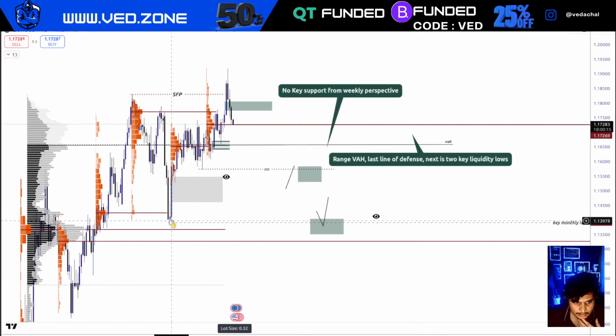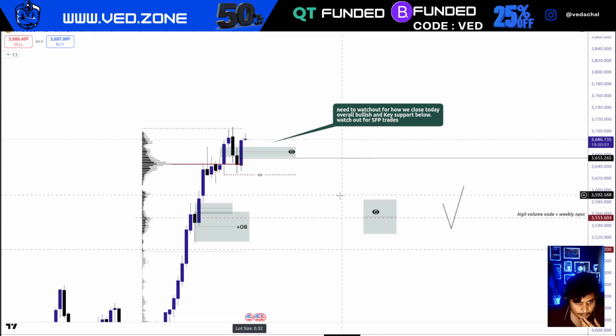And yeah, this key monthly low, if we get there, I'm not sure, that will be a very good support. But these are the key lows. This will be the first support, second support. That's for the Euro plan.